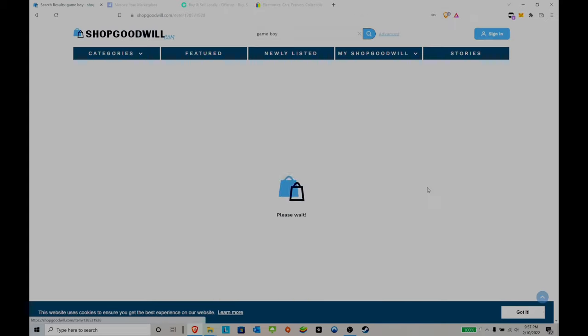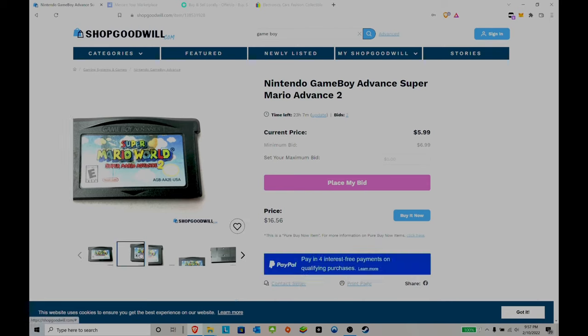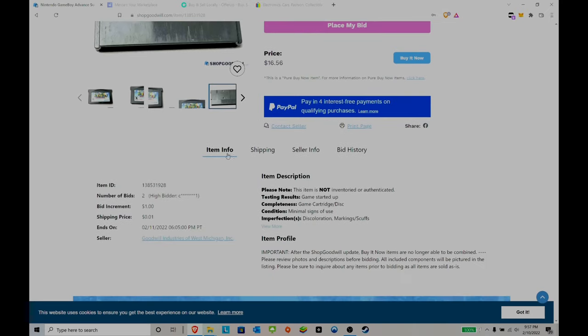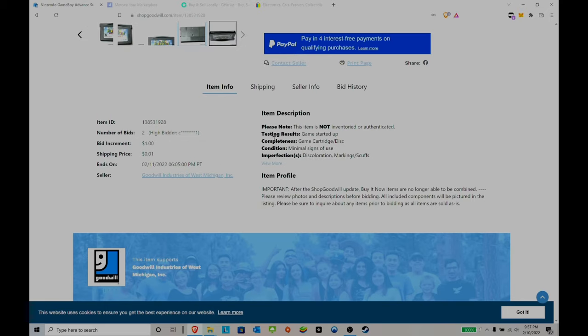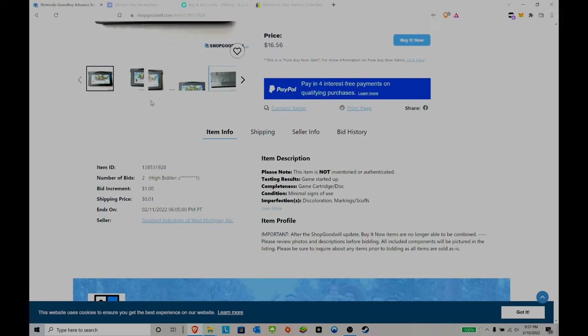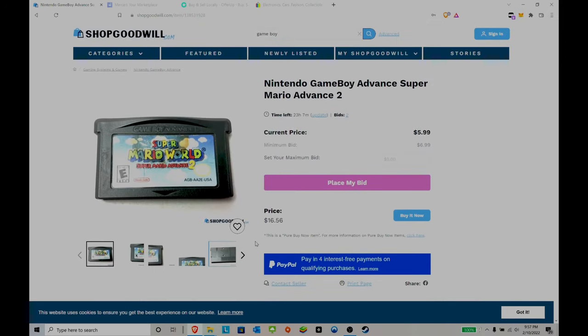Now, a lot of them are not going to be guaranteed to work. So this is where you buy at your own risk, just like with eBay, essentially. But let's just see if this one wants to load. So this one's a little dirty, but it's mostly just a sticker that's dirty, looks like. Now, you can tell it's definitely used. They're not saying this is authentic, so they're not going to verify whether it is or isn't. So yeah, you always got to keep that in mind. So right now, the buy price is $16.50, but you can also just bid on it and see what happens.